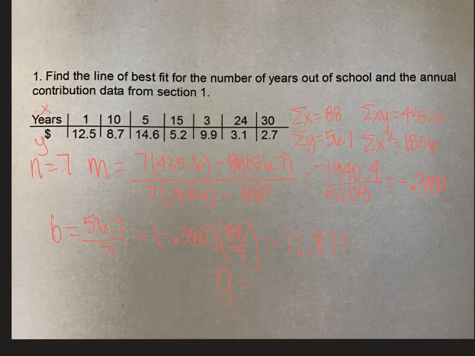So the only thing you have left to do is to write your final equation. So y hat is going to equal negative 0.380x plus 12.877. Okay, so it's just a matter of plugging into formulas and then finding that slope and that y-intercept and plugging it back into your general equation.